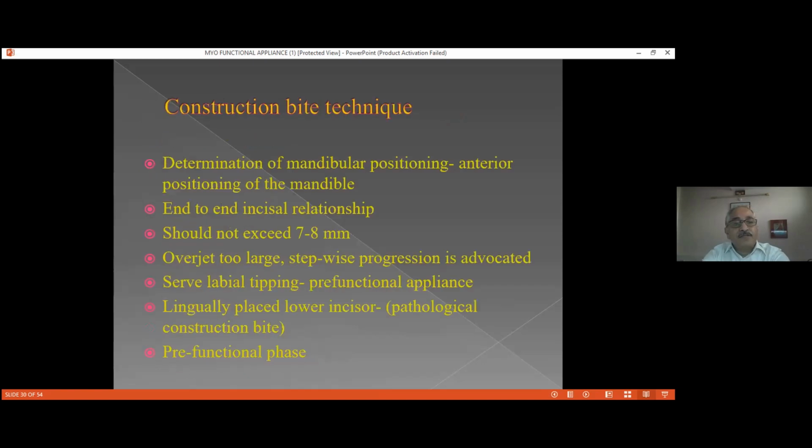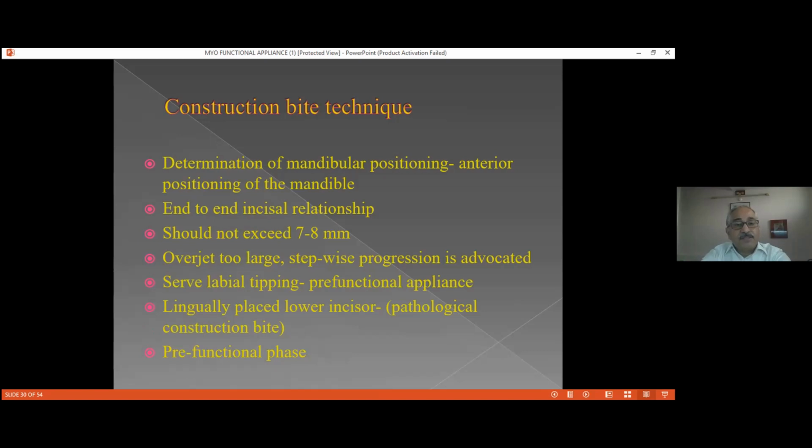For construction of the bite, we determine the mandible position: anterior positioning of the mandible with an end-to-end incisal relationship. But in an attempt to get an end-to-end relationship, we should not exceed more than 7 to 8 millimeters. Now, if the overjet is too large, a stepwise progression is advocated. Suppose the overjet is more than 10 mm. Then we will go for 70% of the correction and the rest in subsequent progressive appliances.